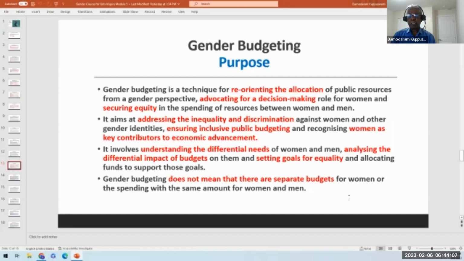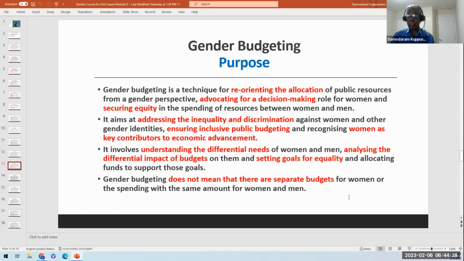We look at them from a gender perspective, where in the decisions on allocations there is participation of women and other genders, and not only in terms of allocation, but also in terms of spending, that there is equity. There is equity in allocation, and equity in spending public allocations with a gender perspective, so that it meets the needs of women, men, and other genders.